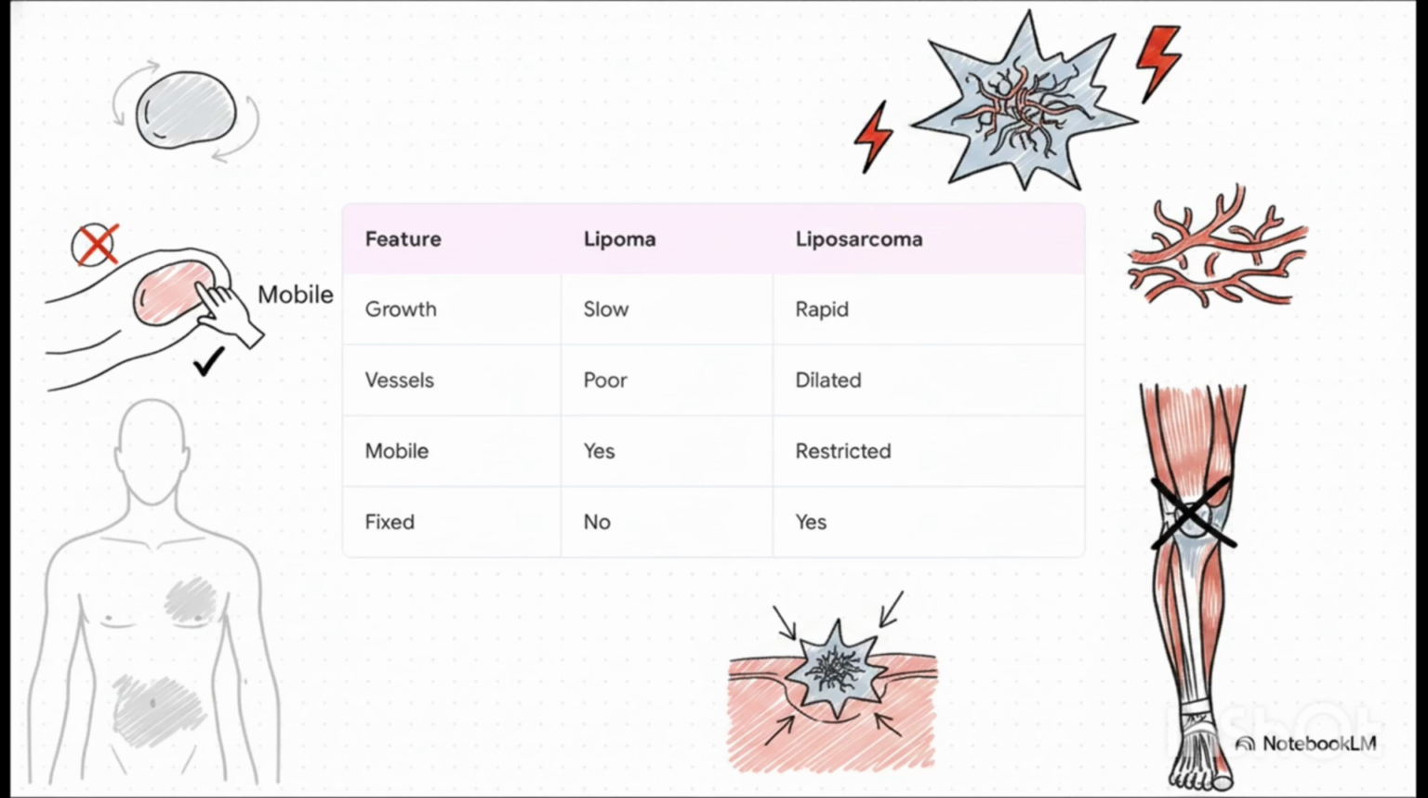Having said that, you must always be vigilant for liposarcoma red flags. We're talking rapid growth, a warm surface, dilated veins, infiltration into deeper planes causing restricted mobility, and skin fixation. These are mostly found in the retroperitoneal, thigh, and back, and they demand your immediate attention.